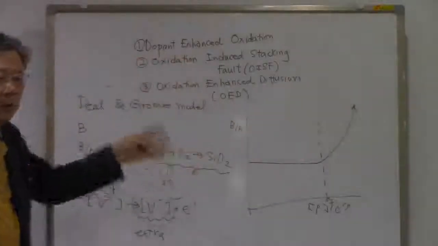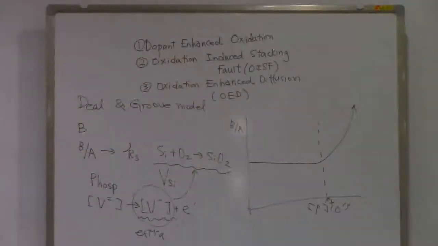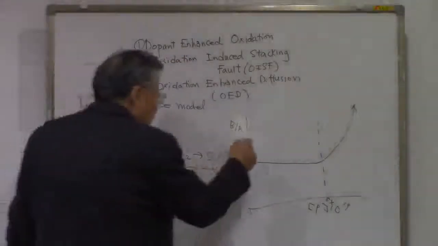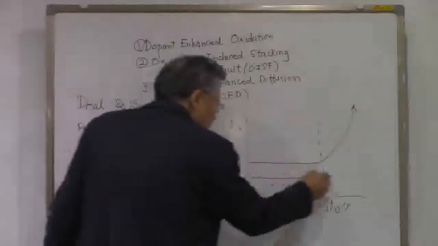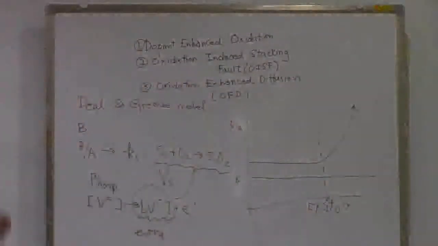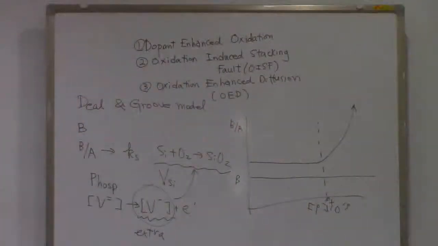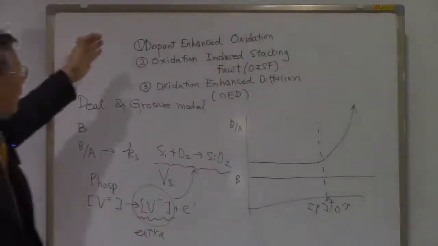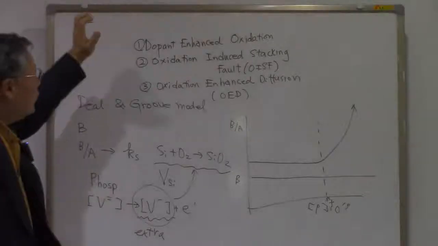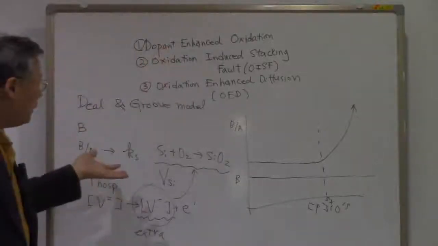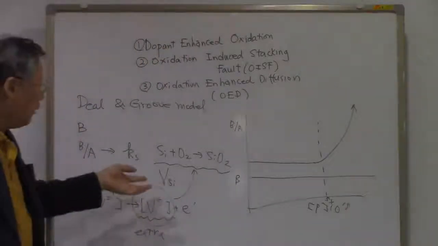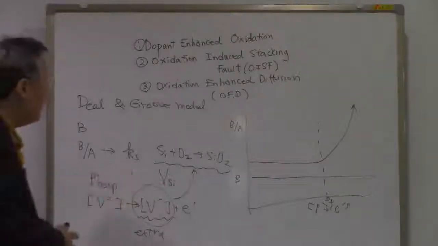And this happens particularly for the case where phosphorus is used as a dopant. On the other hand, the B, the parabolic rate constant, stays at constant values. That has been experimentally found. So we have a pretty good understanding of dopant enhanced oxidation, and we try to explain that phenomenon in light of the vacancy model. Right?